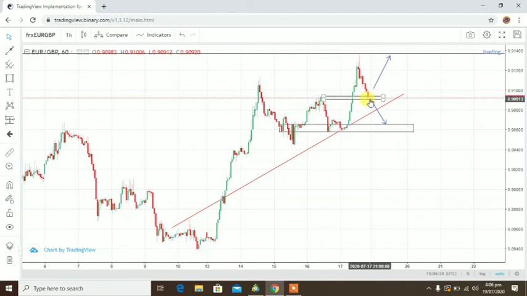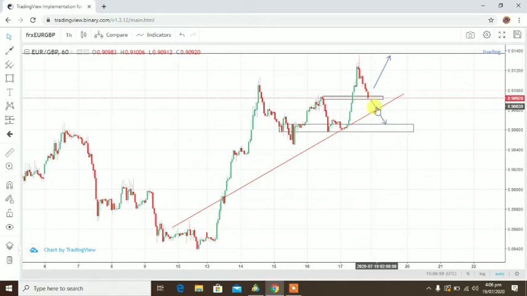If price reacts to this level, I will have to wait for another confirmation. We can use a candlestick pattern for confirmation, but we have to wait for price to react to this level. If price breaks through this level, we expect the bears to shut the market down to the support trend line, which is also a key level in the market.